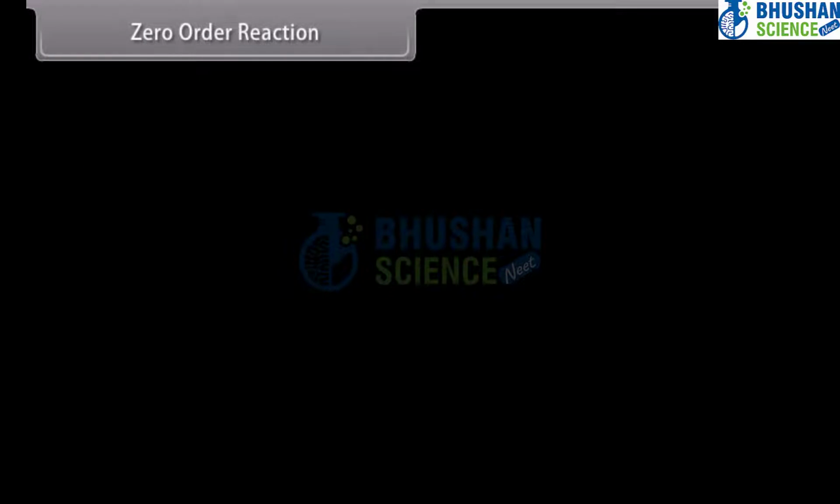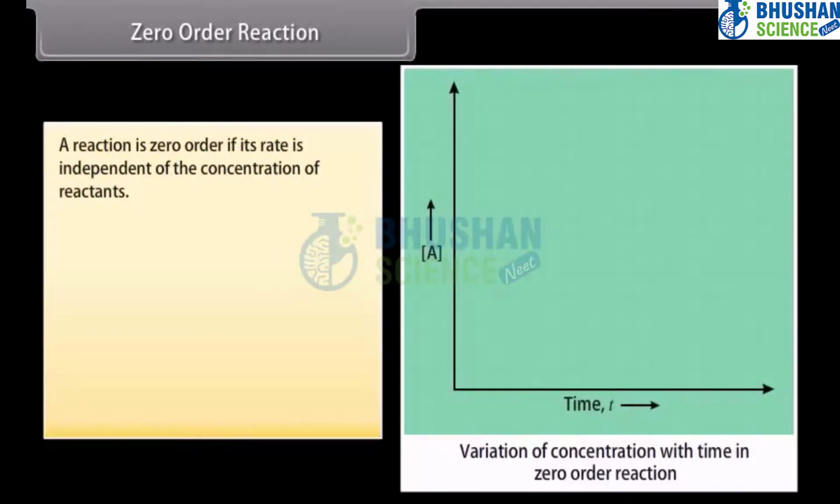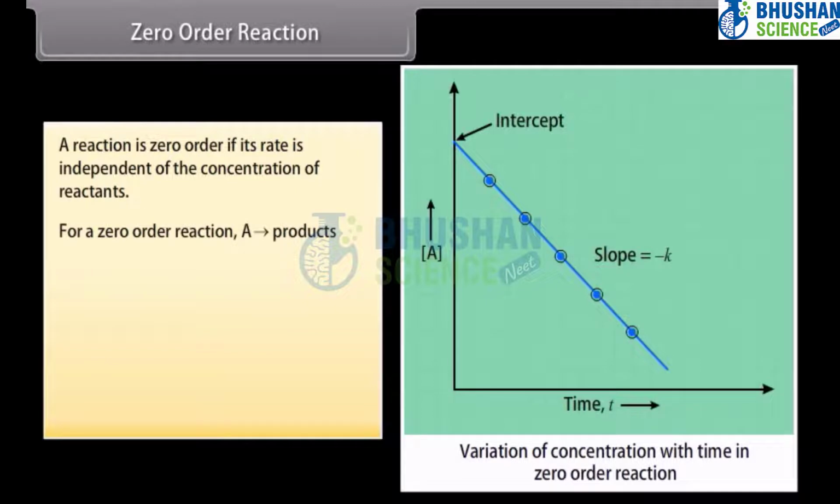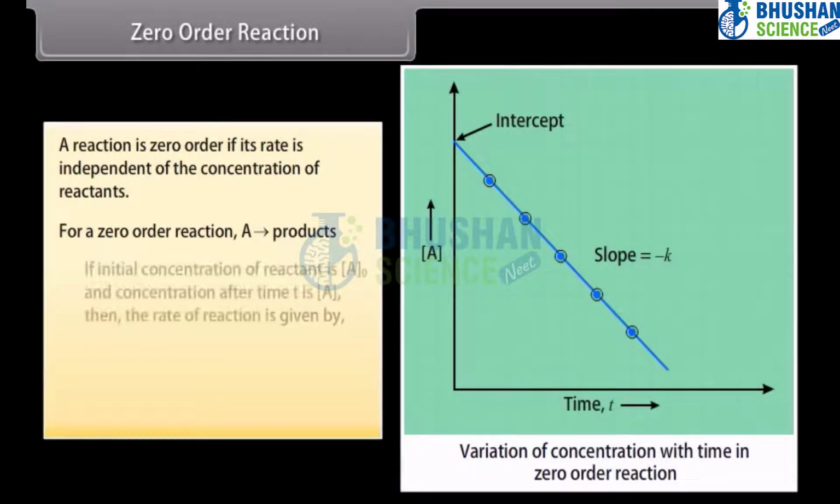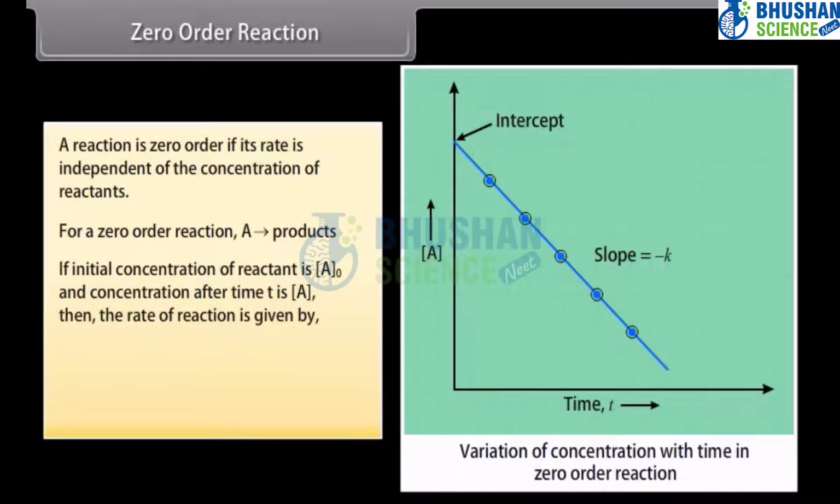Zero order reaction. A reaction is zero order if its rate is independent of the concentration of reactants. For a zero order reaction, A is changing into products. If initial concentration of reactant is A naught, and concentration after time t is A, then the rate of reaction is given by minus dA by dt is equal to the product of k and A raised to the power 0, which is equal to k.